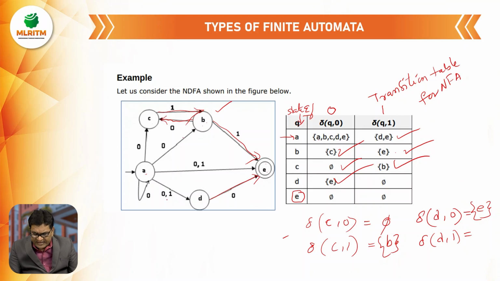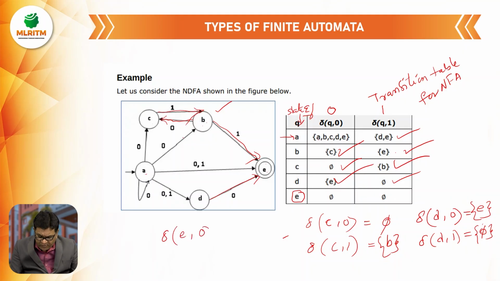Current input is the 1. It's not possible. So that's why you can take that phi. Next state is that E. E with delta. Current state is the E.